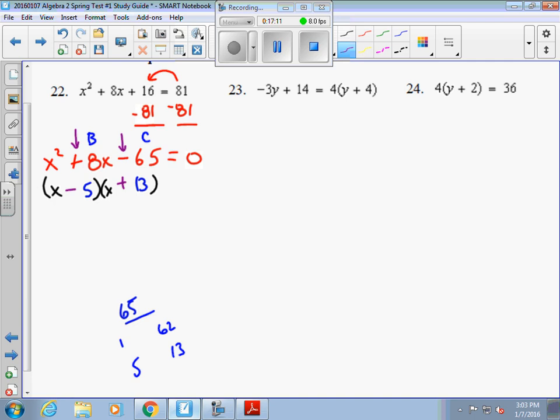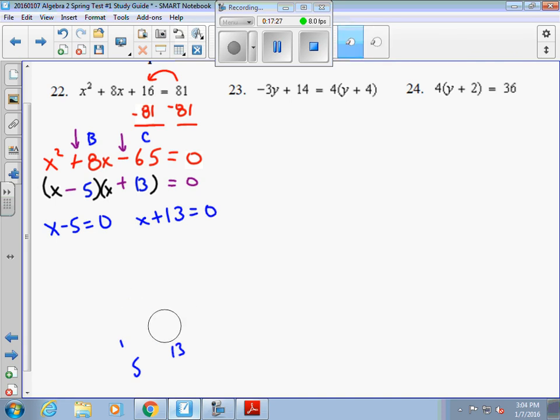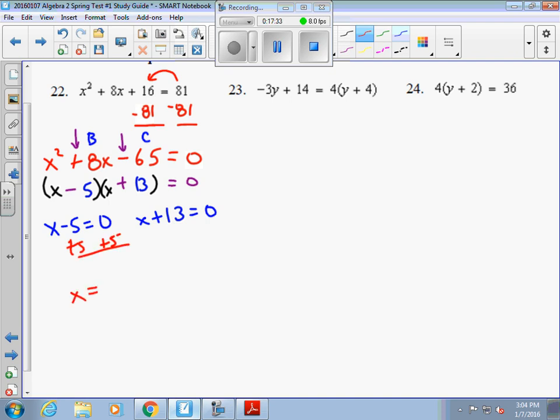Once it's factored, both of those are equal to 0. So what you need to do is take each of those and make them equal to 0. x minus 5 equals 0, and x plus 13 equals 0. It's just one-step equations here to get x by itself. Undo minus 5 by adding 5 to both sides. So x is 5. That's one of the answers. And undo plus 13 by subtracting it on both sides. x is negative 13.